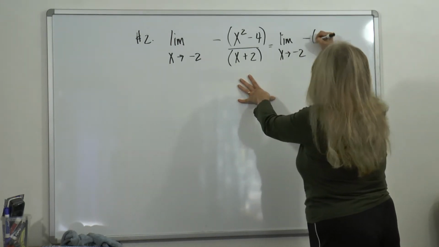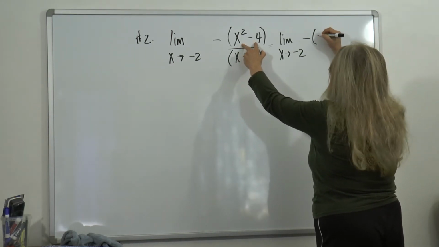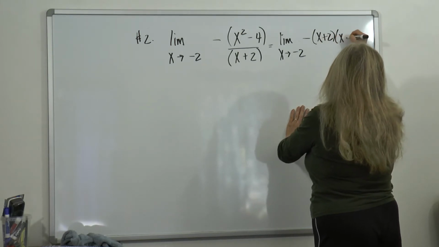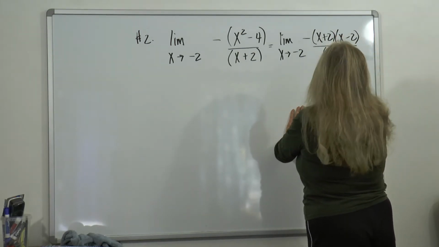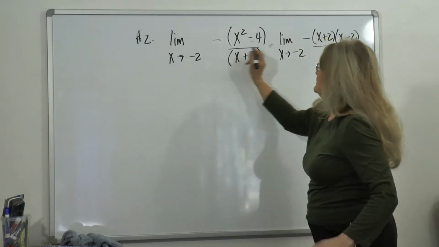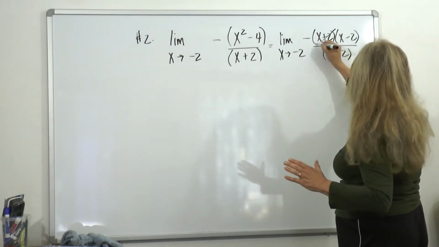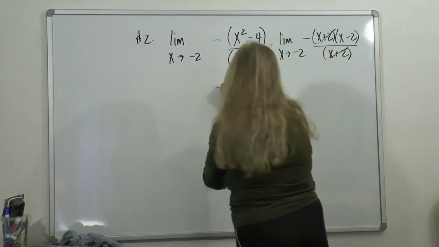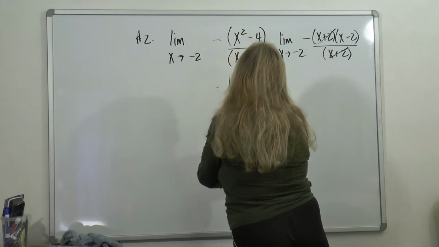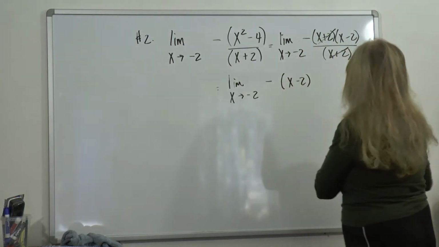So my minus sign, obviously there's nothing I can do with this, but this is again a difference of perfect squares. So that factors to be x plus 2, x minus 2, and then over x plus 2. Be careful with this minus sign. Don't distribute it or anything. Just hang on to it until the end. Okay, so now I can get rid of those guys. And I have the limit as x goes to negative 2 of the negative of x minus 2.